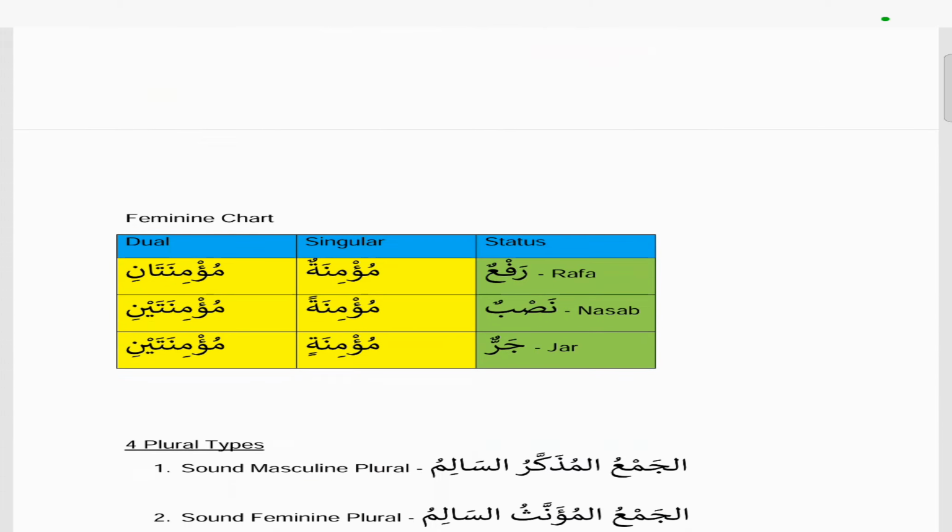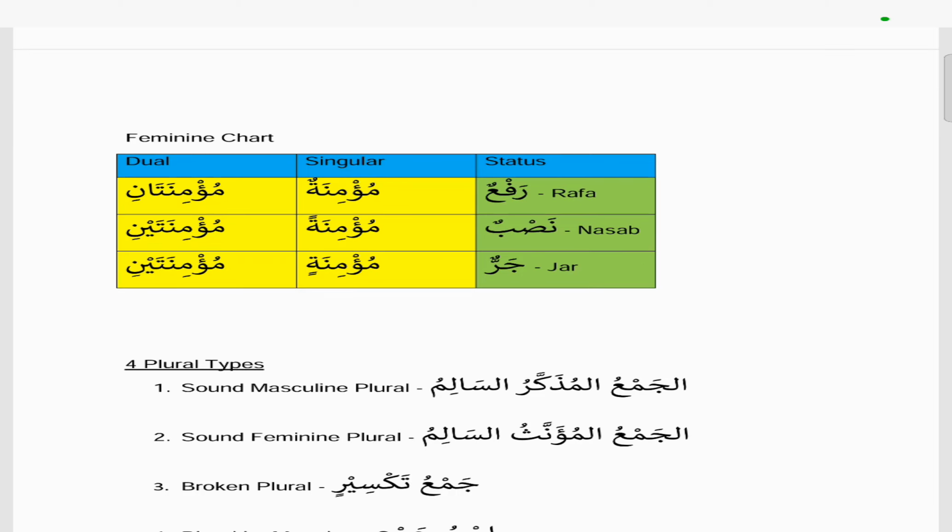And in the feminine chart, again, the extra ta marbuta is added. But the base of Mu'minun is still there. It's just that the last letter Noon has got a fatha in each case in the singular version. And so you have Mu'minatun in the Rafa, Mu'minatan in Nasab, Mu'minatin in Jar. And when we talk about the dual, then we're talking about ending combinations because extra letters have been added to the end. So you have Mu'minatani, with the ani extra, which is Rafa, and Mu'minataini, which is Nasab, and Mu'minataini again for Jar.